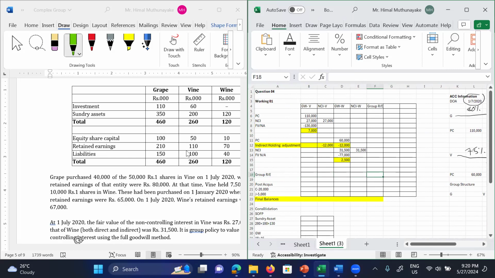Then moving on to the group retained earnings, how much is it? 210,000, right? So the post acquisition profit of V: retained earnings at the acquisition date is 80, that means post acquisition profit is 30,000, right? And for W, retained earnings at the reporting date is 70,000. At the acquisition date, it is 67,000, right?